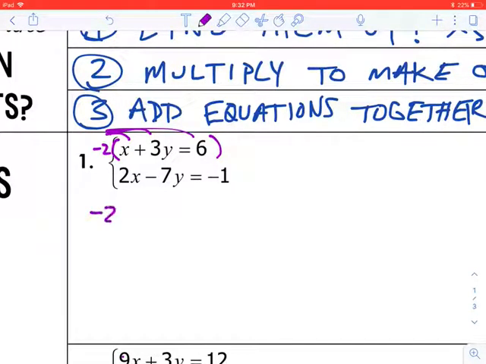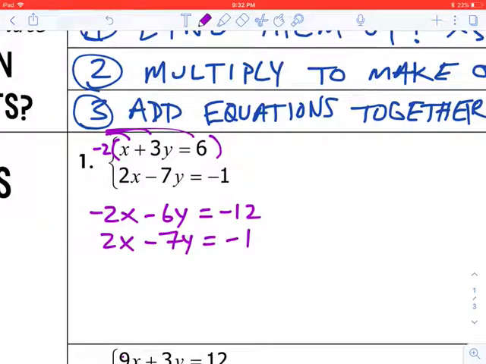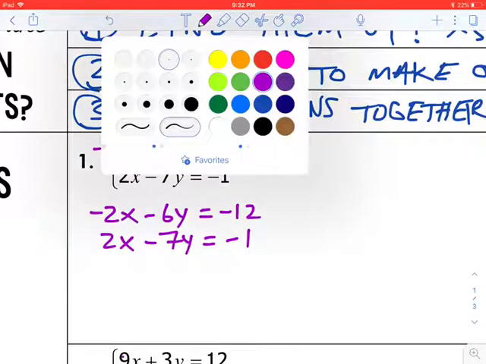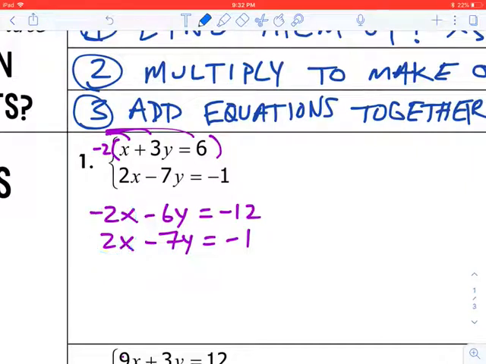So -2 times x, -2 times 3 is -6y, -2 times 6 is -12. And then the bottom one stays the exact same. 2x minus 7y equals -1. And now that I have opposites here, I can go ahead and add these together. So -2 plus 2 gets rid of the x, which is what I wanted. -6 plus -7 is -13y. -12 plus -1 is -13.